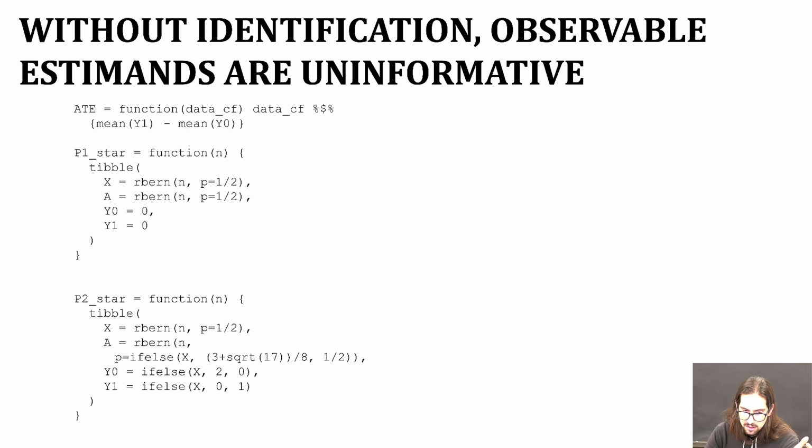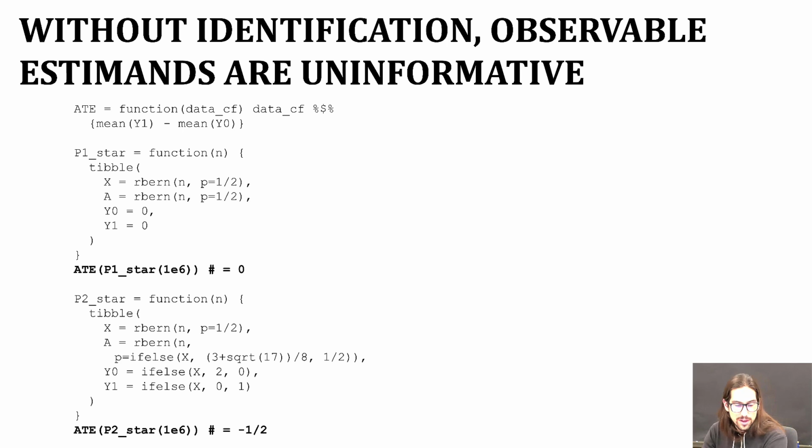It doesn't matter because my point is just that here I can define the true causal ATE by taking the mean of Y1 minus the mean of Y0 by just drawing a whole bunch of data here. And the way that I've set this up, it turns out that the ATE for this causal data generating distribution is -1/2, and for this one it's 0.